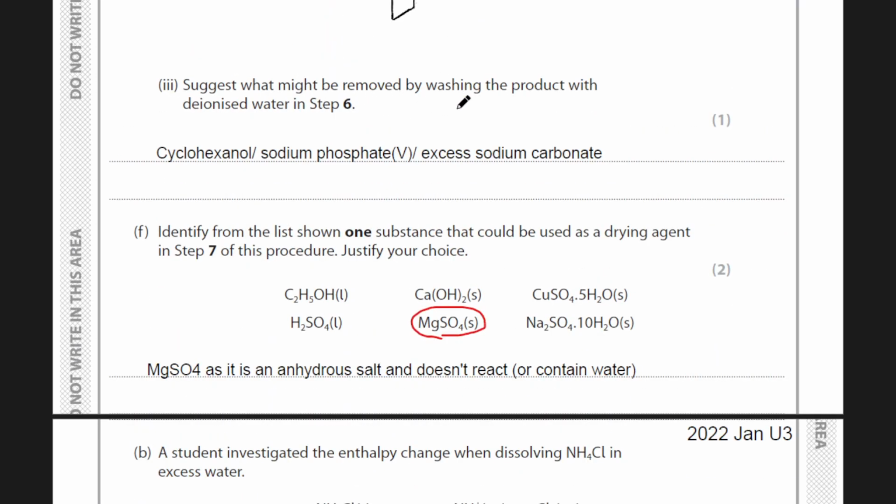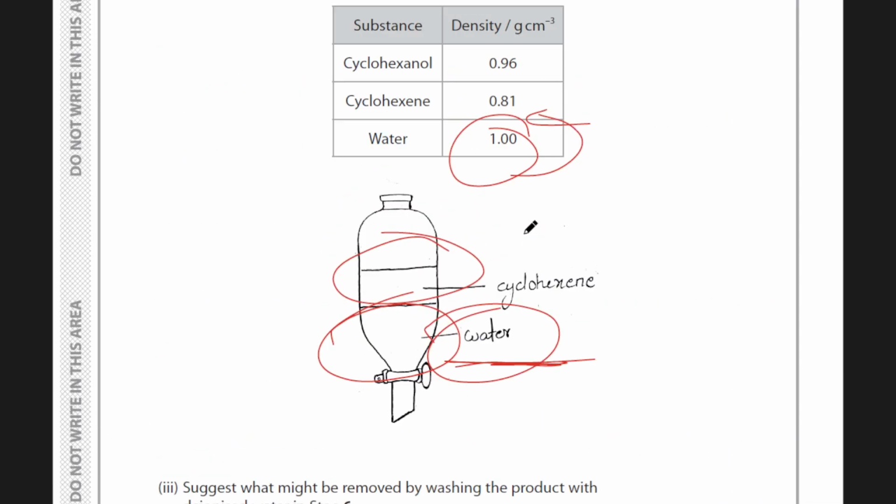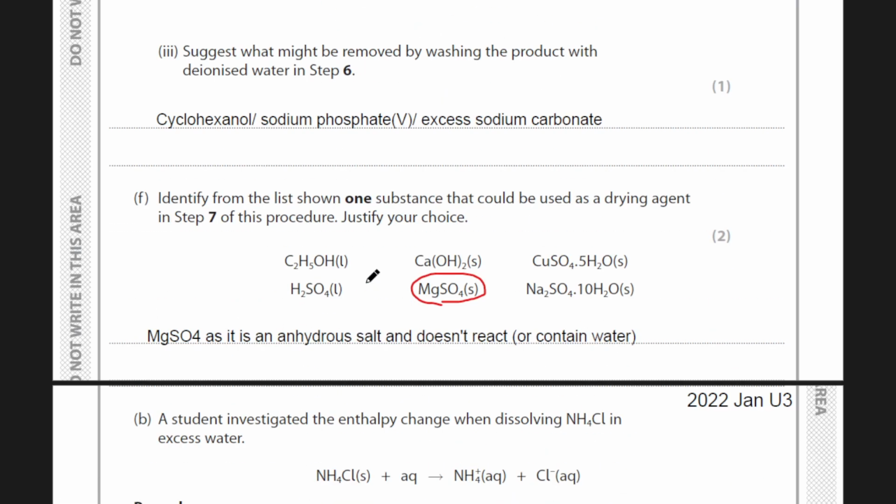So this is what might be removed by washing the product with deionized water in step 6. By doing that, we can remove the cyclohexanol once and for all because we do not require that. We require the separation of cyclohexene and water in 2 layers. That is how it works.